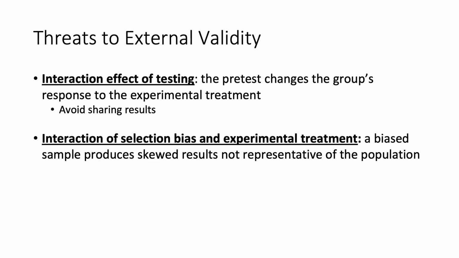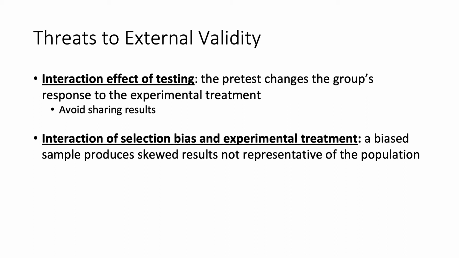When we look at the threats to external validity, one is the interaction effect of testing. This is a potential threat for studies involving a pretest prior to an experimental treatment. If you give a pretest and provide the participant their score, and they think that they were performing poorly or have a low score, they could use that value and turn it into some sort of motivation for the treatment and affect the results.